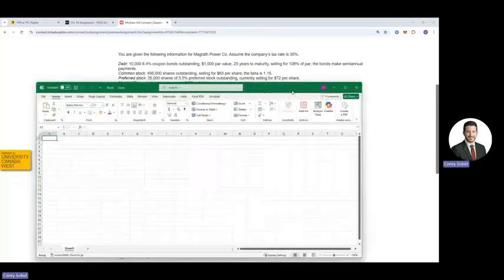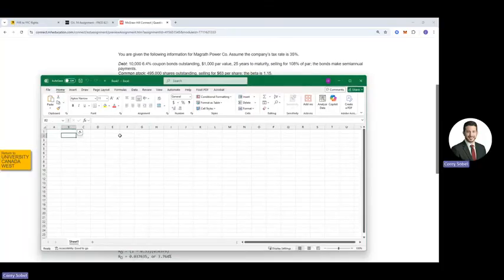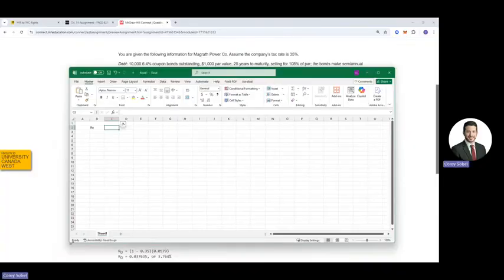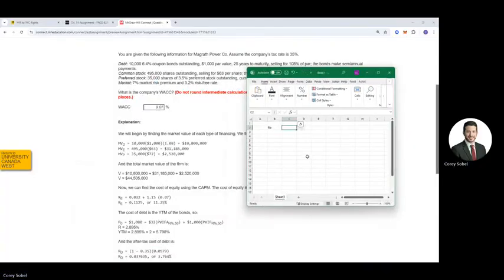So I calculated my cost of equity, RE, right? The cost of equity was, I think we said, 11.25%. Let's do 11.25 as a percent.